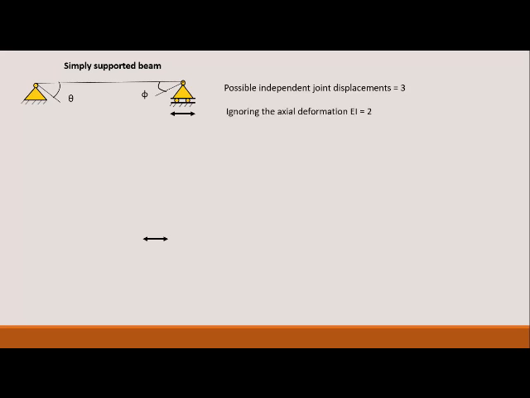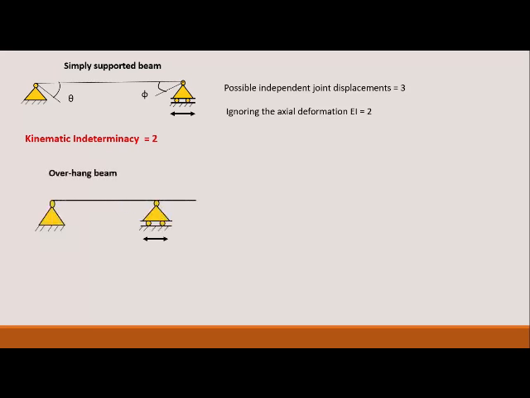So again we will ignore the axial deformation. So the translational movement in roller joint will be excluded, and the axial deformation exclusion will boil down the kinematic indeterminacy to 2 for this specific structure, that is the simply supported beam. So kinematic indeterminacy is equal to 2.